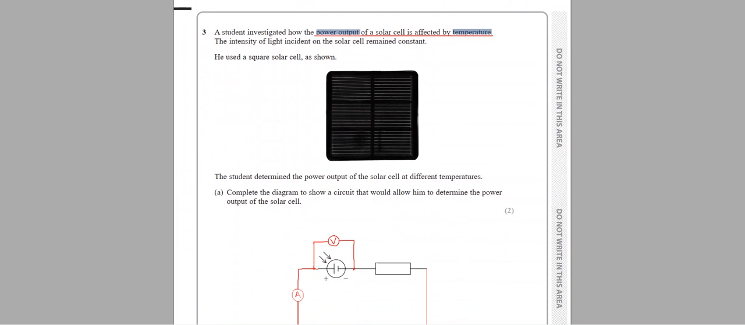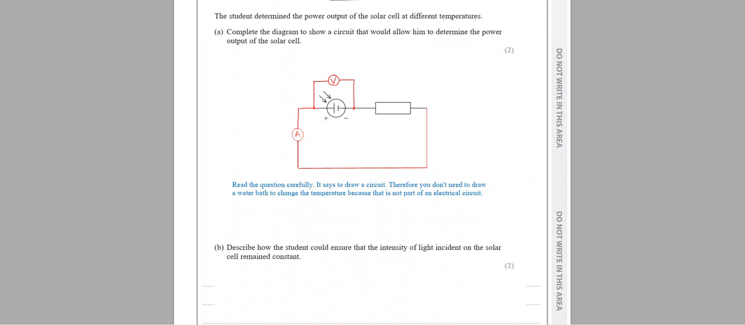Number 3. A student investigated how the power output of a solar cell is affected by temperature. It's always a good practice to underline the quantities involved in any sort of questions. The intensity of light incident on the solar cell remained constant. So there were two variables involved here. One is the power output, the other one was the temperature. Now, the student determined the power output of the solar cell at different temperatures. Complete the diagram to show a circuit that would allow him to determine the power output of the solar cell.